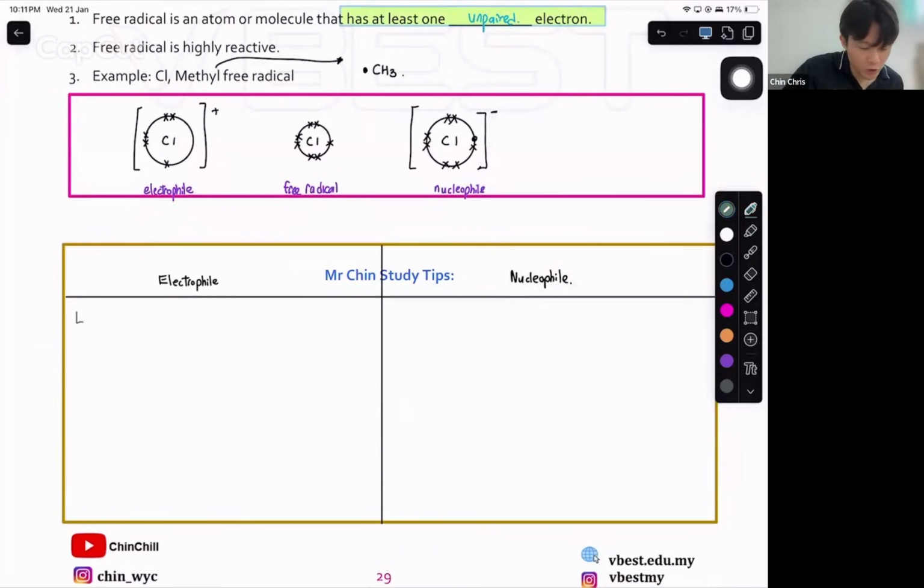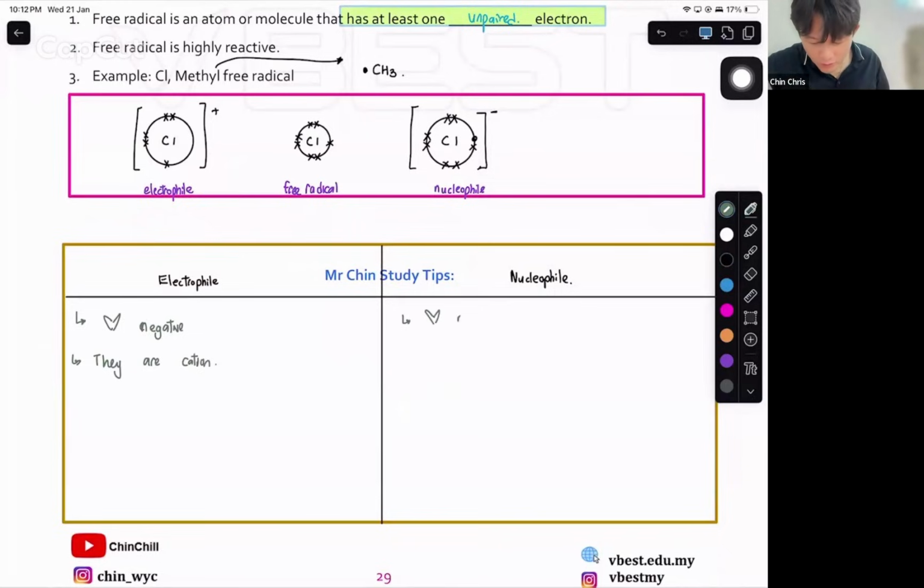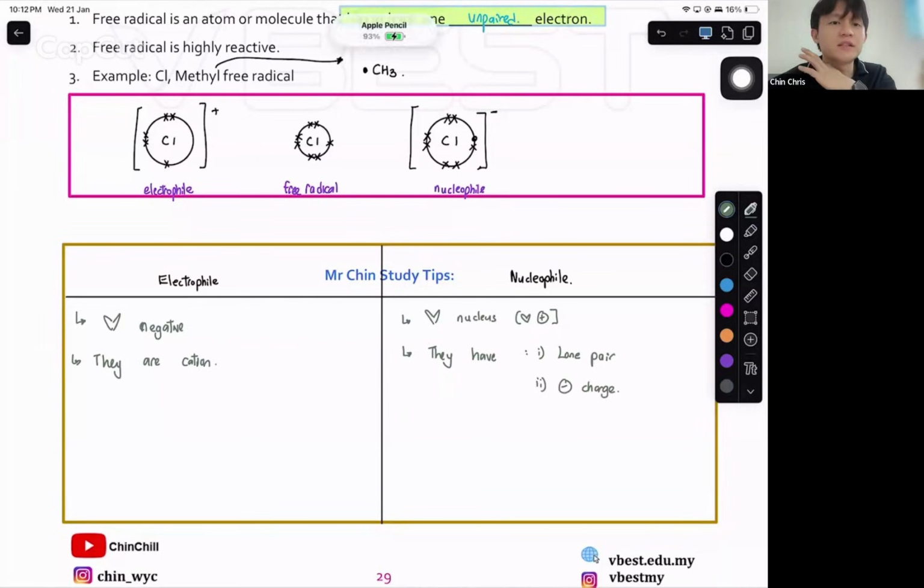For electrophile, remember that electrophiles love electrons, love negative, and electrophiles are cations, yeah. For nucleophile, they love nucleus, which means they love positive, and they either have a lone pair or a negative charge. That's it. And yeah, we are done with chapter 13. Super long.